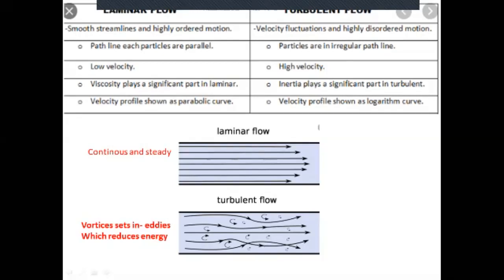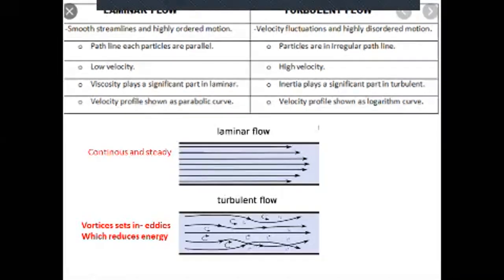So you can see some differences between the laminar flow and the turbulent flow. For instance, the laminar flow is smooth, while in the turbulent flow the velocity fluctuates, and it is a highly disordered kind of motion. For the laminar flow, the path lines of the particles are parallel to each other, but in the turbulent flow, the particles have irregular path lines. The laminar flow has a low velocity, the turbulent flow has a high velocity.